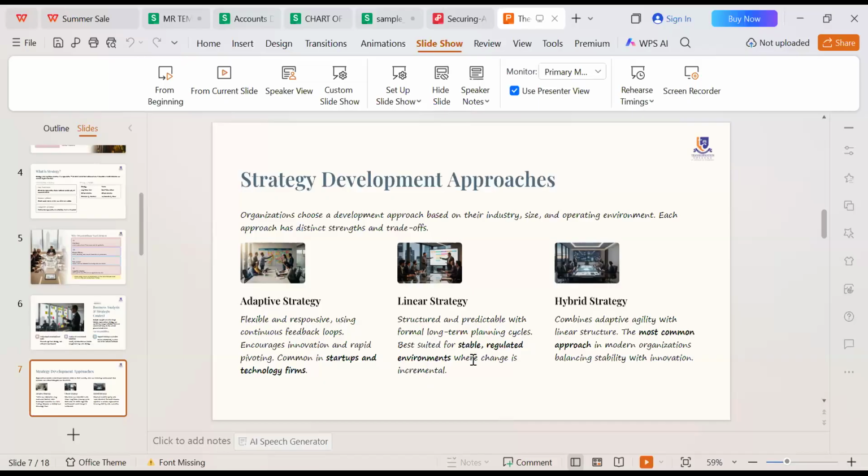We also use a linear strategy approach, whereby we have structured and predictable, formal long-term planning cycles. We just need to have that strategy goal clear, so we can help the organization achieve their goal. And there's another approach called the hybrid strategy, whereby we bring together the adaptive and the linear approach. It is the most common in modern organizations because we need to balance stability and innovation. These three approaches are how we can develop strategy and also achieve strategic goals.